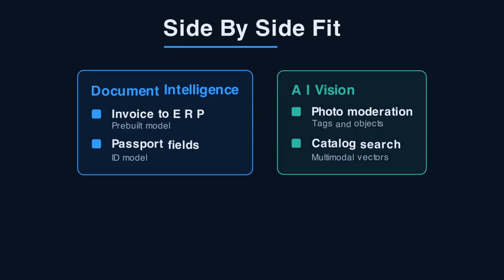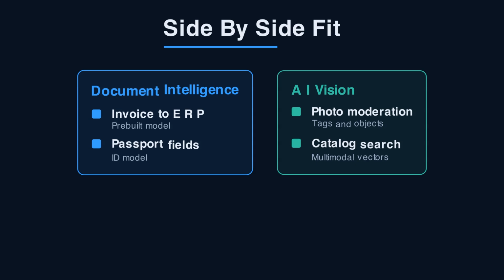Processing accounts payable invoices into an ERP system, Document Intelligence, pre-built invoice model. Onboarding flow that reads a passport and matches the photo. Document Intelligence for the ID fields, AI Vision face for the match. A content moderation pipeline tagging user-uploaded photos, AI Vision. Extracting line items from non-standard supplier forms, a custom neural model in Document Intelligence.